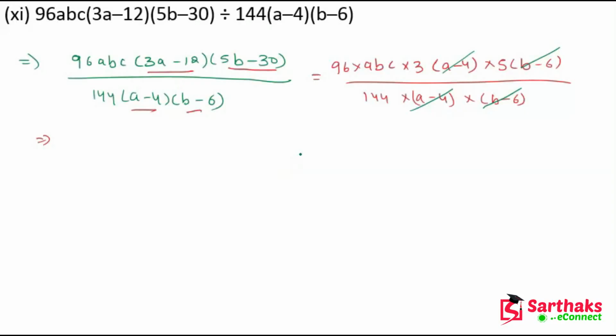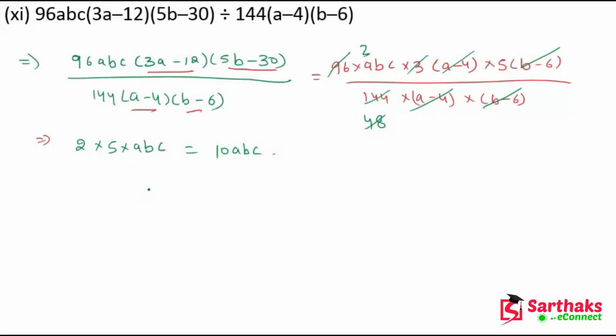I hope you understand these things. Now we can divide 144 by 3 in how many times? In 48 times. Yes, in 48 times. And we can divide 96 by 48 in 2 times. So here we get in the last 2 into 5 into abc, and this will become like 10abc.